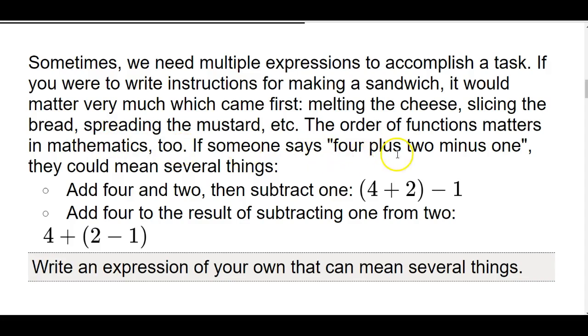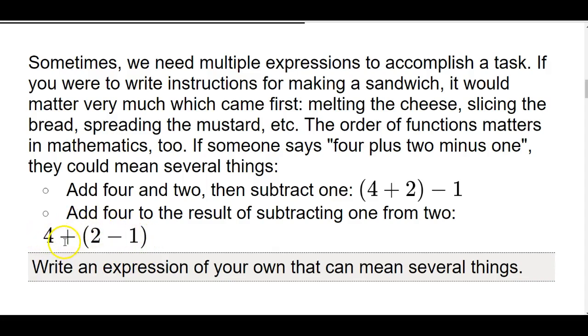If someone says 4 plus 2 minus 1, they could mean several things. First, add the 4 and 2 together, then subtract 1. That looks like this: (4 plus 2) minus 1. Or they could mean add 4 to whatever the result of subtracting 1 from 2 is. So here we have 4 plus (2 minus 1). Now the parentheses is what makes us wait. The parentheses makes us wait.